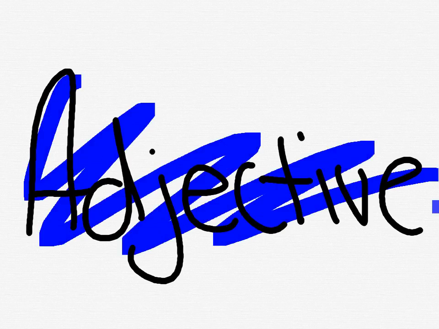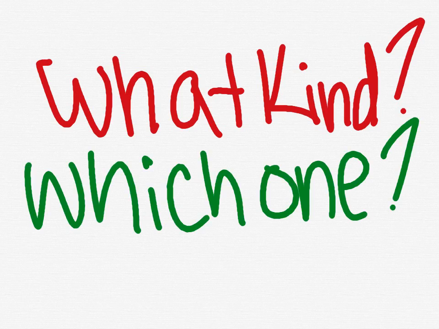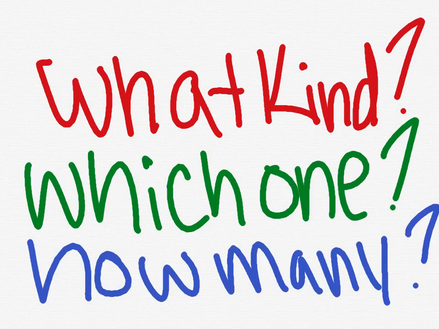An adjective describes a noun by answering one of three questions. What kind? Which one? And how many? In this video, we are going to learn how to identify the adjectives in a sentence and how to insert them in a sentence to get our point across.